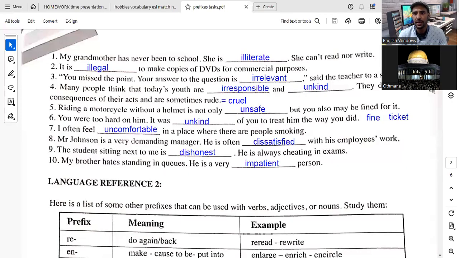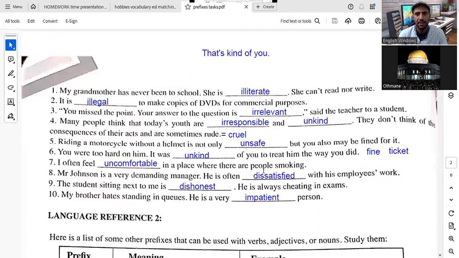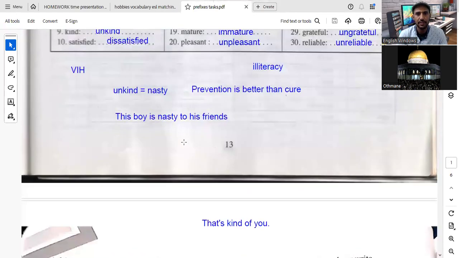Unreliable, UN too. Okay. Nice. Okay, so I think we have already done the first task, and we shall move ahead to discover the meaning of some prefixes that we can use. Great. Okay, so do you remember that we dealt with task number 1?